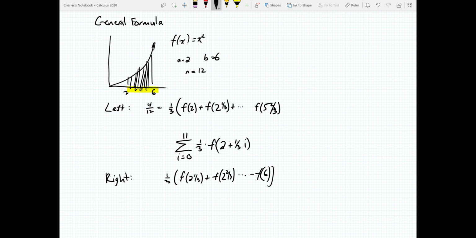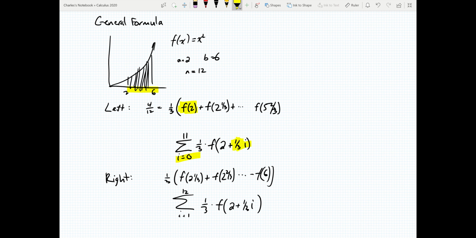And for the right endpoint, it's going to be the same kind of thing, but instead of starting at 0 and going to 11, it's going to start at 1 and go to 12. And if you think about what's going to happen, when i is 0, this thing's going to be 0, which means my first rectangle is going to be f of 2.